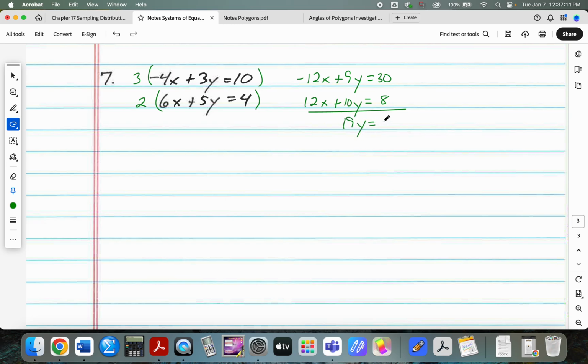Combine the two equations, we get 19y is 38. So y is 2. I'll substitute into the bottom equation. It doesn't have any negatives in it. So that'd be 6x plus 5 times 2 is 4. Subtracting 10 from both sides gives me 6x is equal to -6. So x is -1. So my solution is the ordered pair -1, 2.